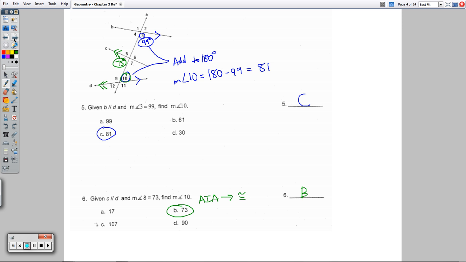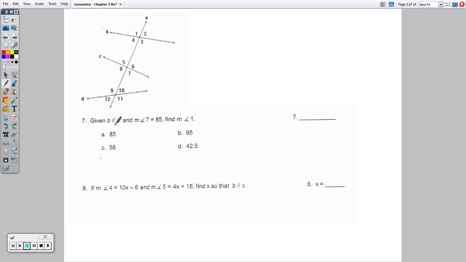Let's have a look at number 7 and 8. Given that B is parallel to C, so now I'm using the same figure once again. I just have another copy of that here. So given that this and this are parallel, and the measure of angle 7 is 85. Now we're going to make that assumption. Find the measure of angle 1.